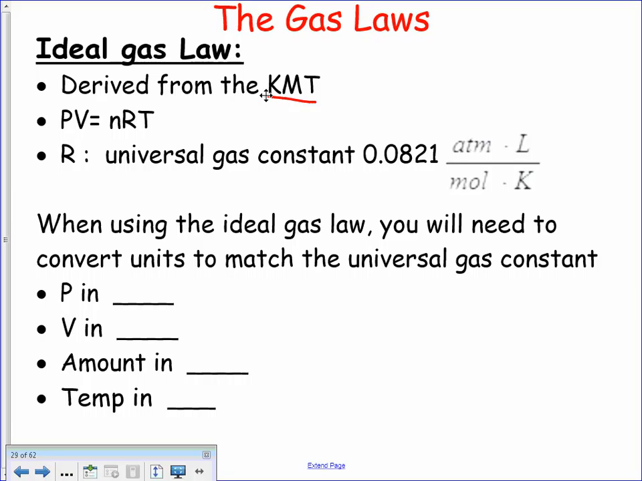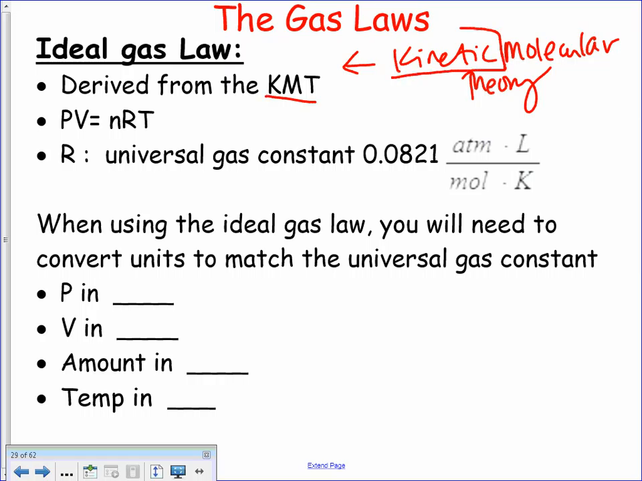You should read your book for your kinetic molecular theory. But let's talk a little bit about that. Kinetic molecular theory. What do you think the term kinetic is referring to? Kinetic energy. And we talked a little bit already about how kinetic energy relates to gases. Tell me about how kinetic energy relates to gases.